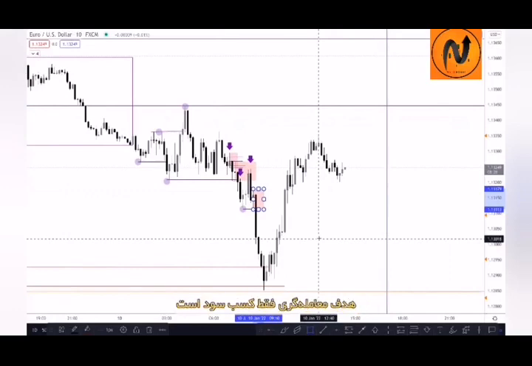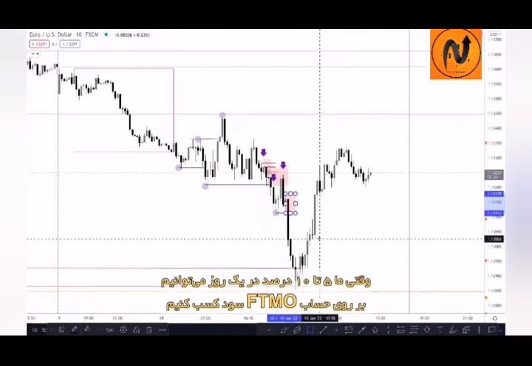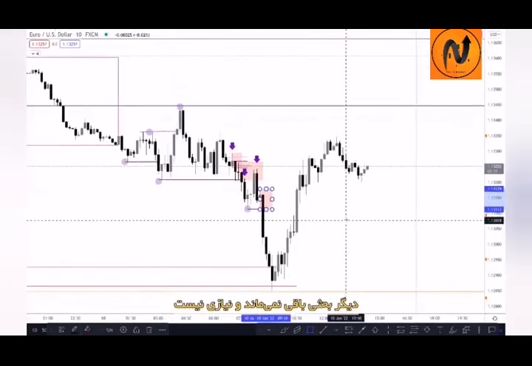The goal of trading is just to make a profit. If you're making 5-10% a day on an FTMO funded account, it's 5-10 grand. It's nothing to complain about.